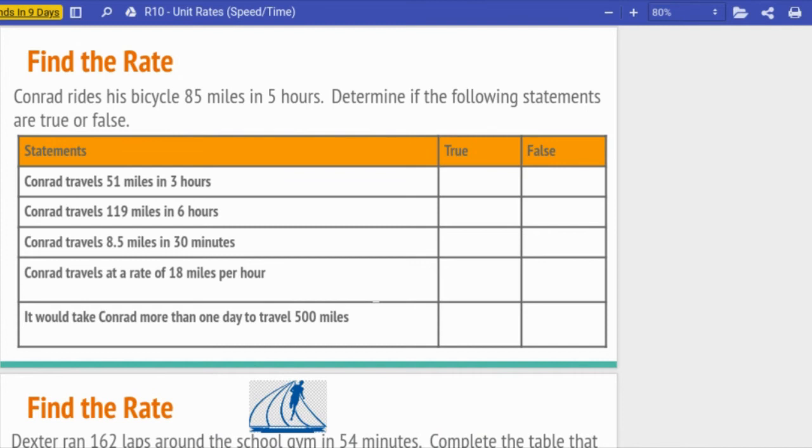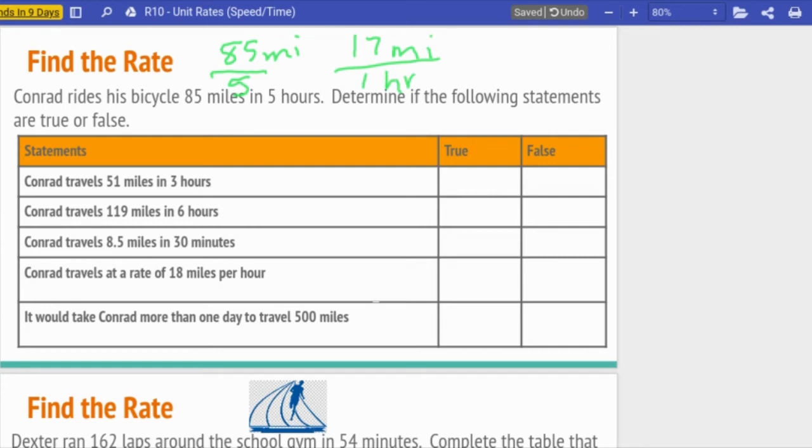Well, to go from 5 hours to 3 hours, I think my easiest bet is going to be to find the unit rate all the way down to 1 and then scale up. And it looks like I'm also finding 6 hours and 30 minutes. And so it looks like a unit rate is going to be the most helpful thing for me here. So if he traveled 85 miles in 5 hours, I'm going to write it up here. 85 miles in 5 hours. I'm going to do 85 divided by 5. And that is 17. So he's traveling 17 miles per hour.